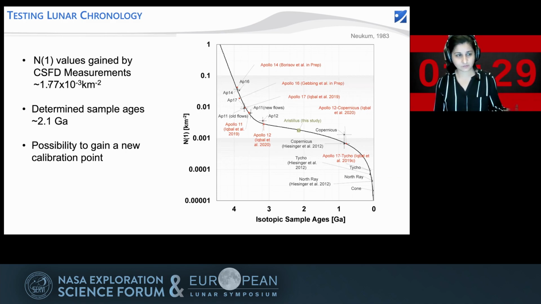And anyway, if we take these N(1) values that we gained on these areas and correlate them with the sample ages of 2.1 billion years, we are able to get a calibration point for the lunar chronology function. And this calibration point is again very consistent with the lunar cratering chronology function that was derived by Neukum in 1983. And that's it for my talk. Thank you.